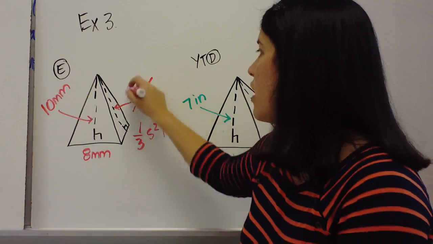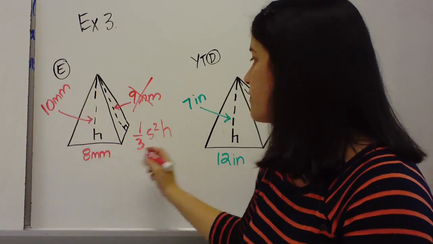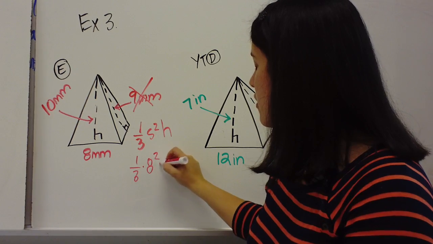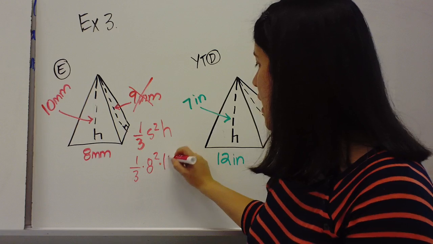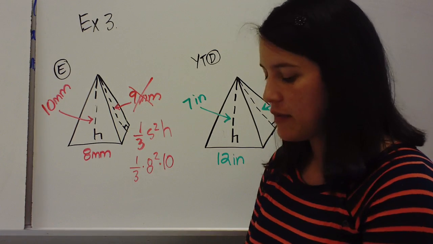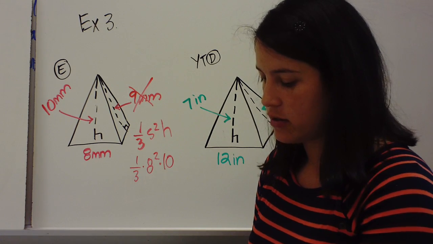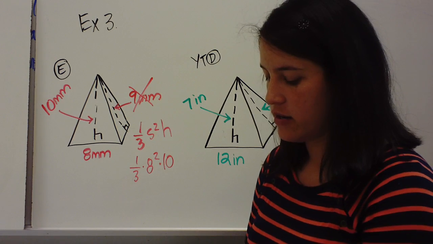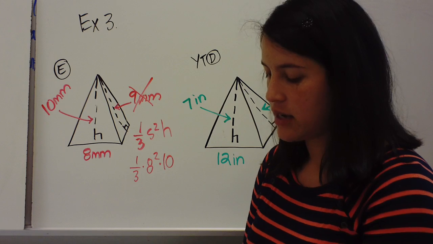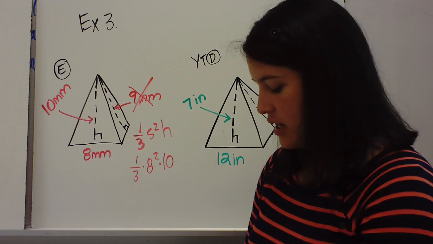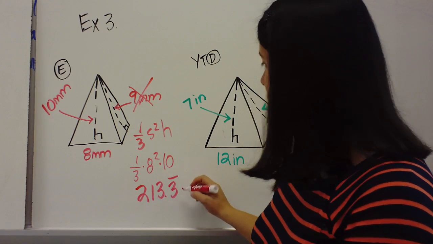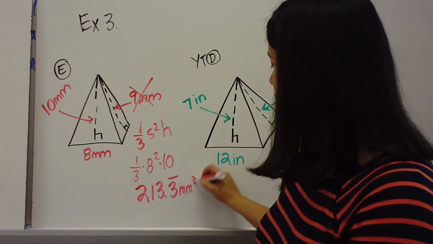So we want to use 10. We do not want to use 9. We want to use 10. So 1/3, 8 squared, and times 10. So type that in. 1/3 times 8 squared times 10. And that gives us 213.3 repeating millimeters cubed.